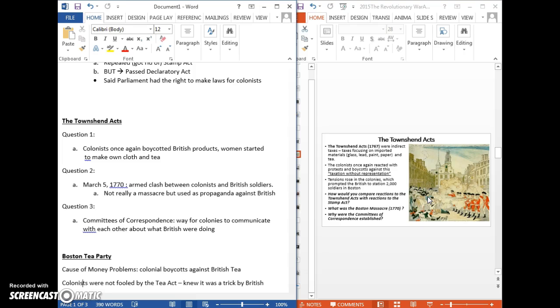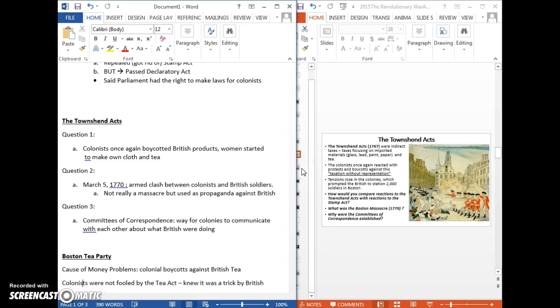You see, a couple years later, in 1772, the Committees of Correspondence is established. This is going to be established by Sam Adams, and this is just another example of the colonies uniting in resistance to these parliamentary acts. The Committees of Correspondence was a way for colonies to communicate with each other about what the British were doing, about what liberties were being suppressed, and ways to counter acts by Parliament.